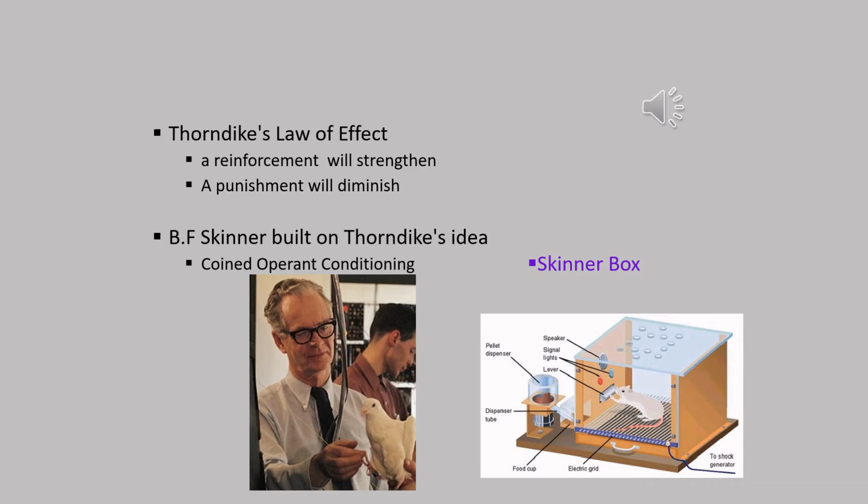Skinner used many types of animals to test his theory of operant conditioning. He used rats, he used pigeons, and as you can see in the picture below, he used what was called an operant chamber or Skinner box for many of his animals. Inside of the operant chamber or Skinner box, there was a lever that the animal could press so they could be reinforced with food.